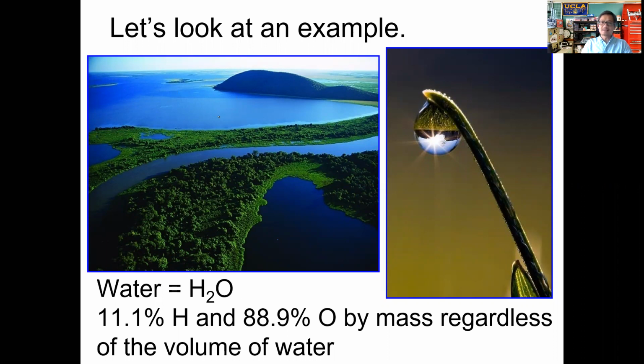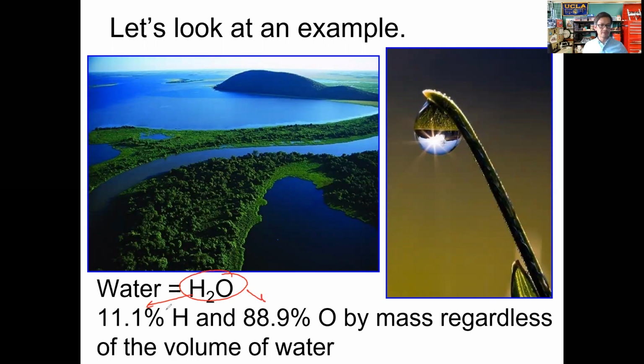Now, obviously, the total mass of the whole ocean of water is much, much greater than the mass of a single drop of water. But understand this: the percentage of hydrogen to oxygen will always be the same, regardless of whether you have a little bit or a whole lot of that compound. That means if we recognize the formula, we can go ahead and use it to obtain those percentages. So as long as we know what the formula is, we should be able to obtain those percentages in a given compound.